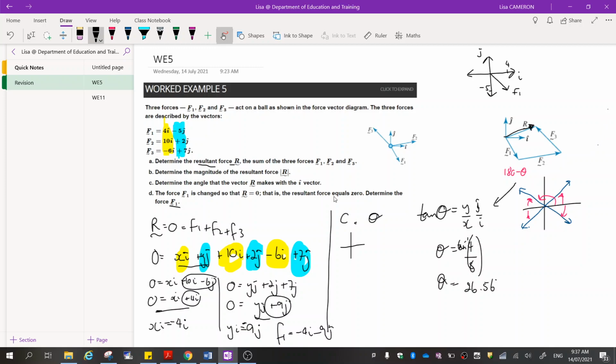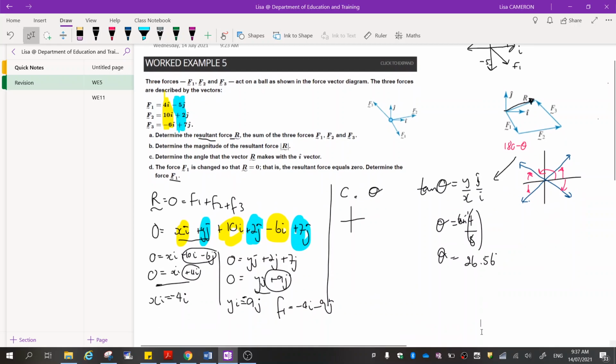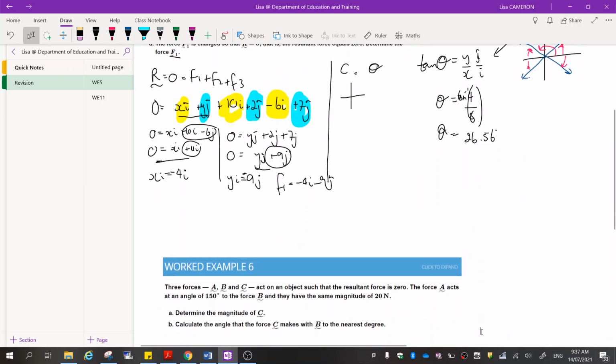Okay, so this is included to help you build the idea that each force is made up of an i component and a j component. Now, all of this stuff is just about angles. It's not particularly hard, but it is super fun. So now we're going to look at our next one.